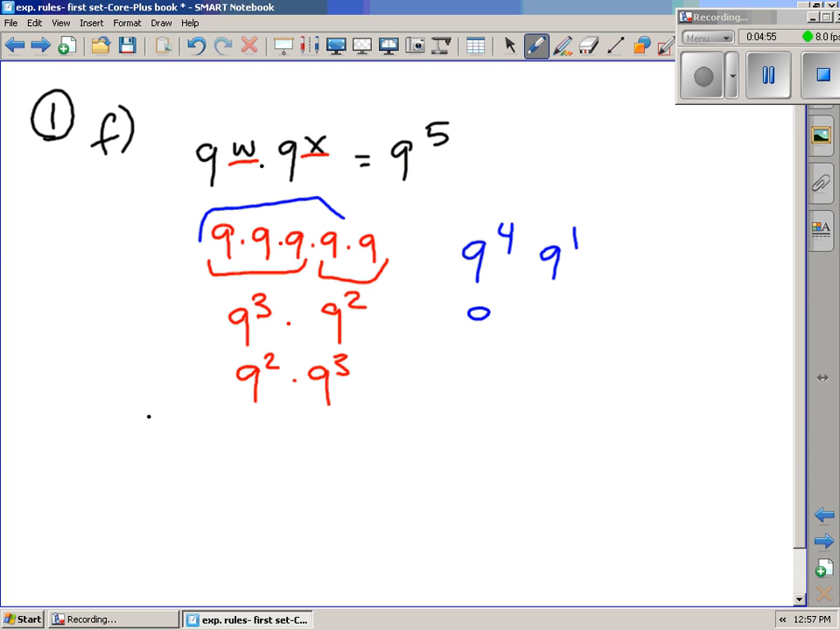We could also have 9 to the power of 0 times 9 to the power of 5. We could go into negative numbers and we could say, well, we could have 9 to the power of negative 1 times 9 to the power of 6. So there are really endless options. The total just has to be 5.